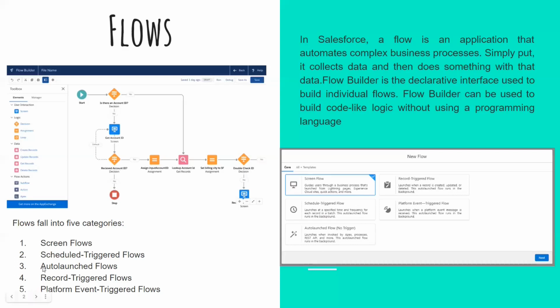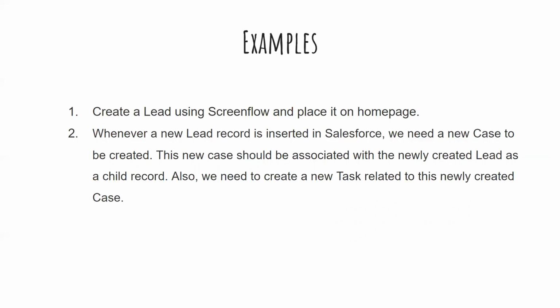Next is the autolaunched flow, which automates your task. You can invoke the flow using an Apex class, process builder, some record change, or some platform event. Fourth is the record-triggered flow. When you save any record and you want to perform any action before or after the save, you can do that using a record-triggered flow. And the last is the platform event-triggered flow. If you want to activate a flow or perform an action on a platform event, use the platform event-triggered flow. Let's see a few examples of a flow.